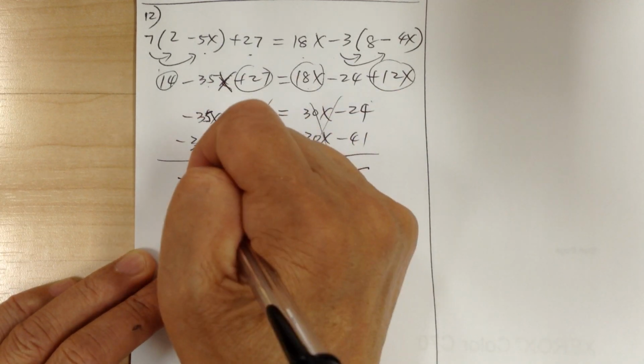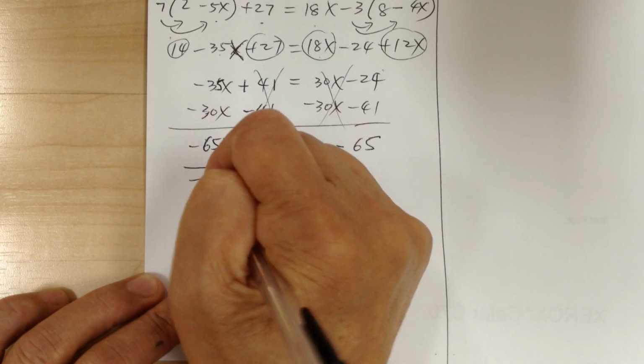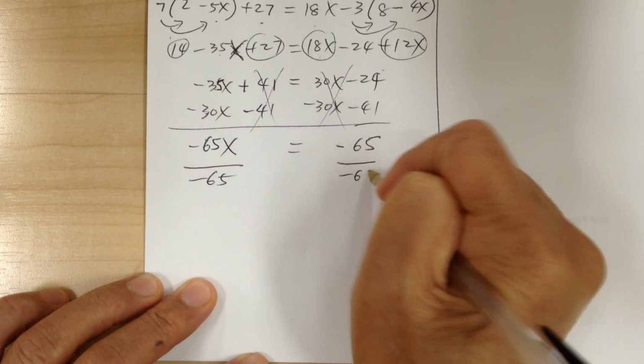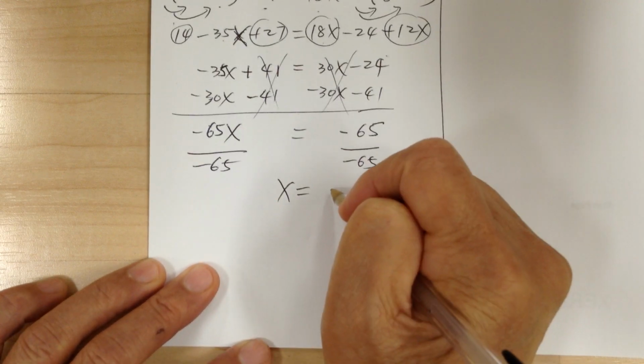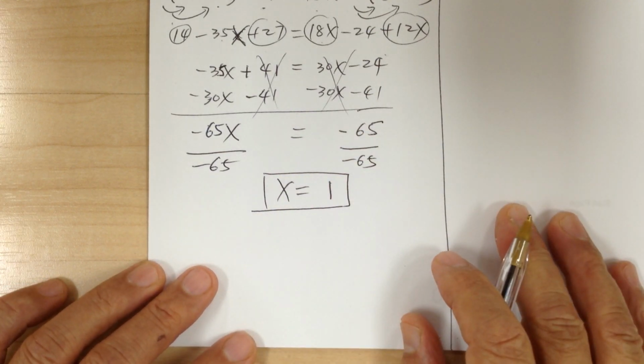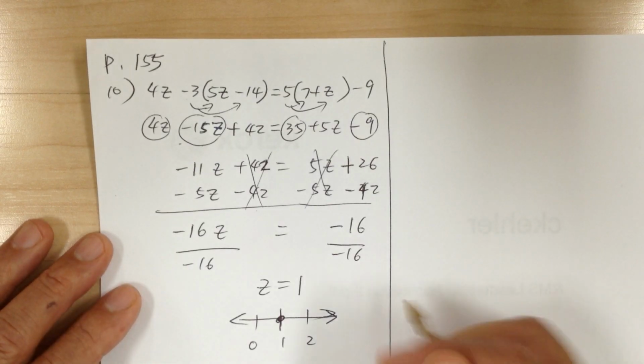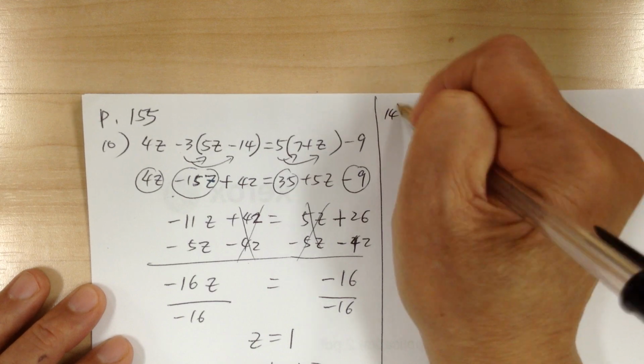So it'll be negative 65x. There we go. Divide by negative 65, divide by negative 65. So x will equal 1. And we don't have to graph anymore. You only are required to graph 1 through 10. Okay, let's go to number 14.